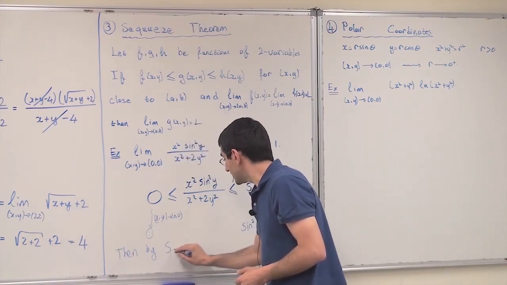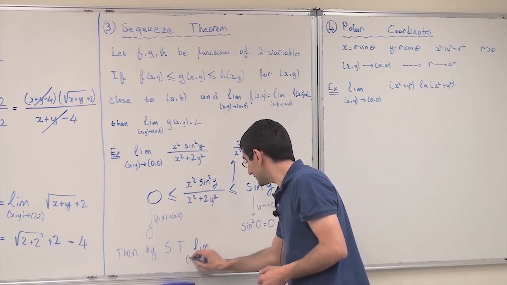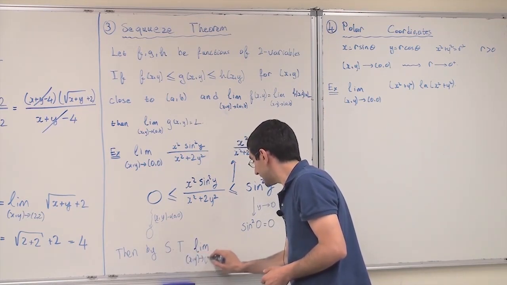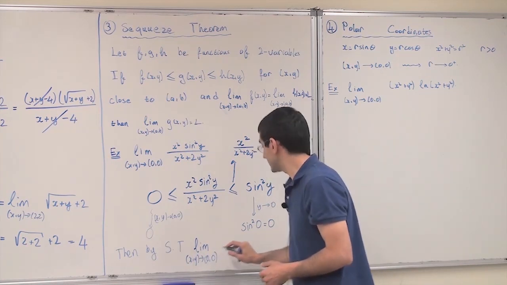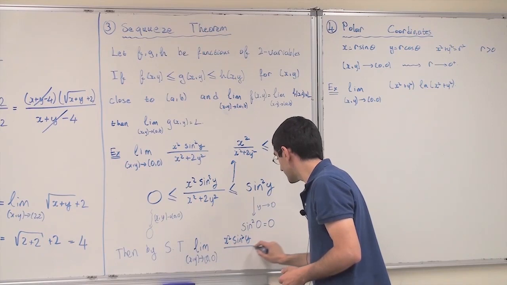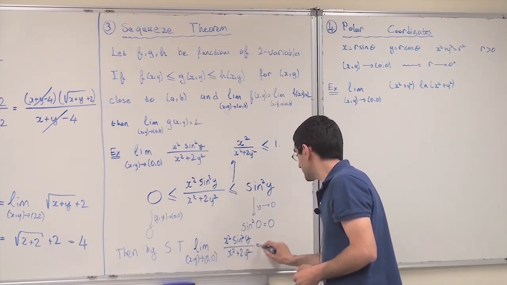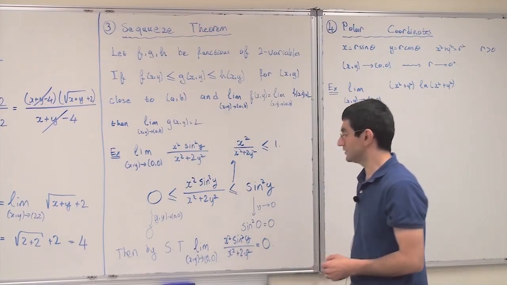Then, by squeeze theorem, I can say that the limit of our function given in the question, x squared sine squared over x squared plus 2y squared, is also 0.